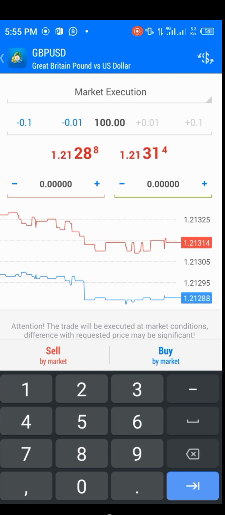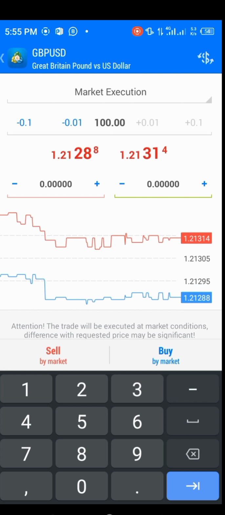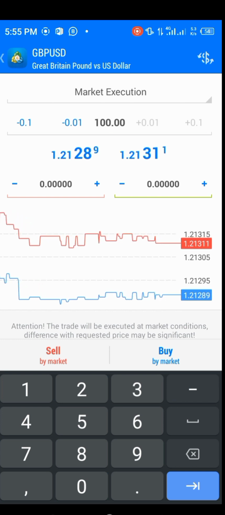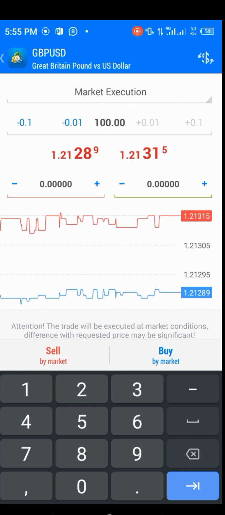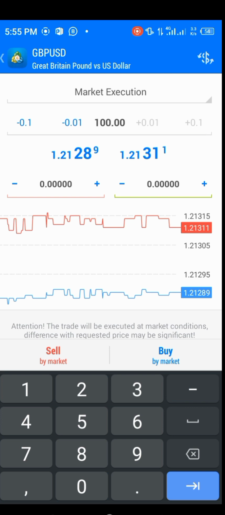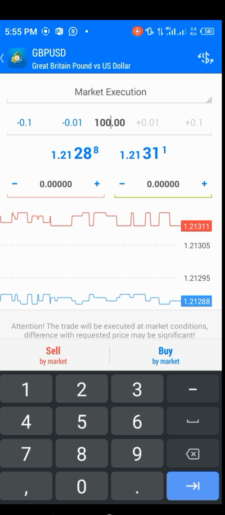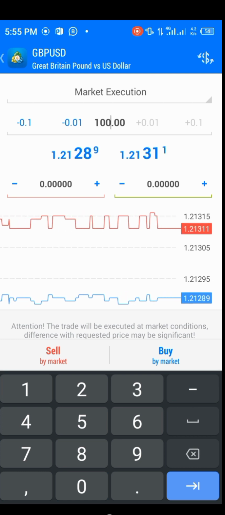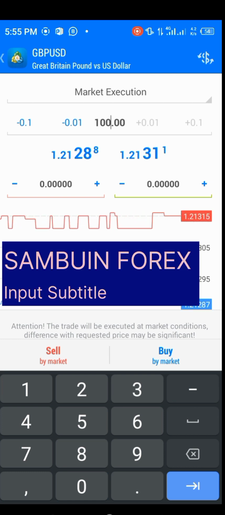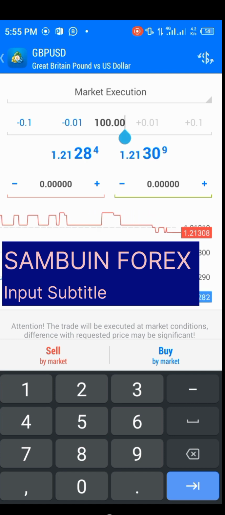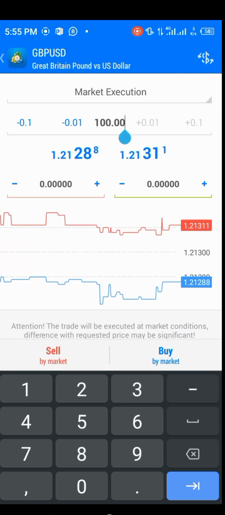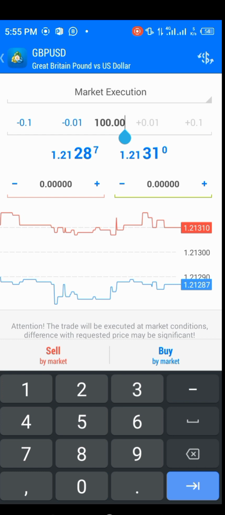Be careful. This is the core of forex trading. The basis of forex trading is centered on lot sizes and pips. I hope you understand. It's centered on pips and it's centered on lot sizes. Now let's see how the market moves based on these parameters. So let's begin with the mini lot size.